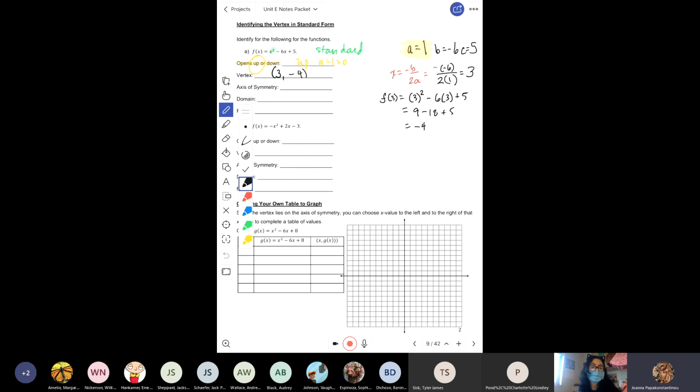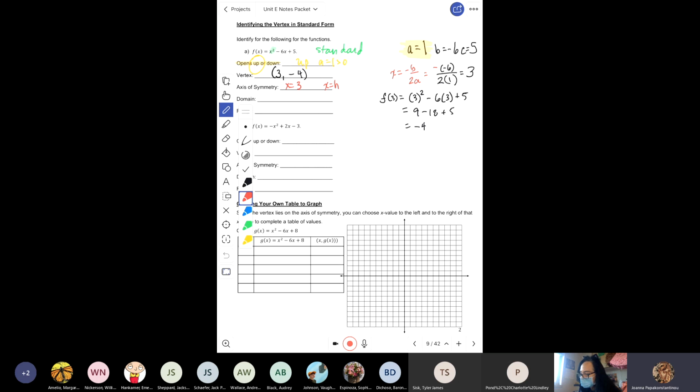There is my vertex. That is my (h, k). Now remember, my axis of symmetry passes through my vertex. My axis of symmetry is going to be written as the equation x equal h. h was 3. So the equation of the axis of symmetry is x equal 3.